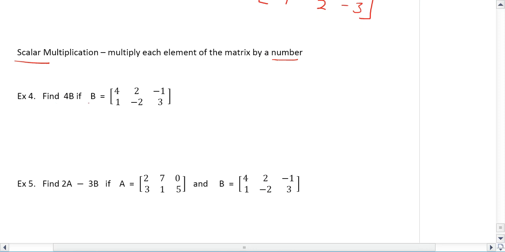So we're asked to find 4B if this is matrix B, and so you just take each element and multiply it by 4. You can check my math here and make sure I'm doing this all correct.